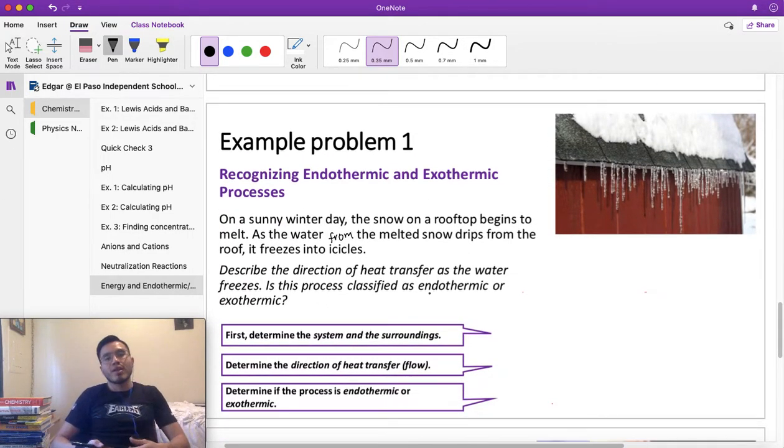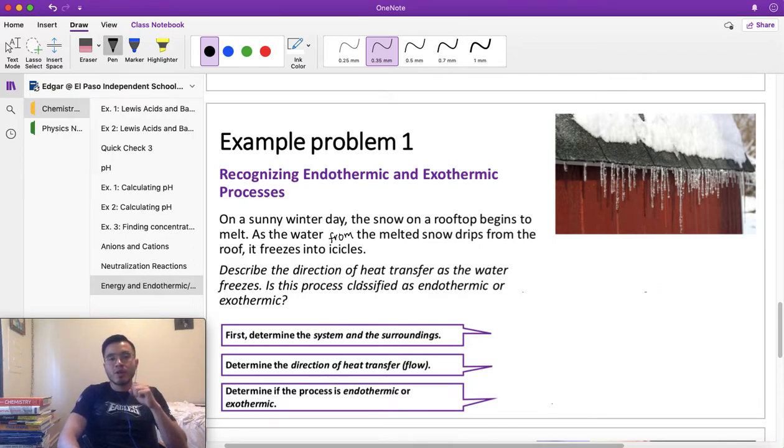Example number 1. On a sunny winter day, the snow of a rooftop begins to melt. As the water from the melted snow drips from the roof, it freezes into icicles. Describe the direction of heat transfer as the water freezes. Is this process classified as endothermic or exothermic? These type of questions will always give you clues. And there are 3 main steps to solve or work on this example.